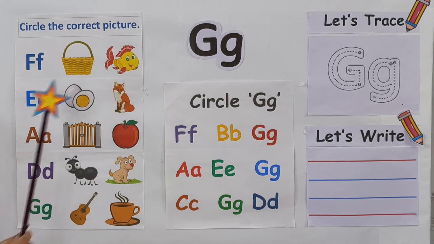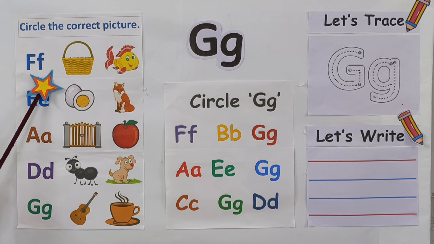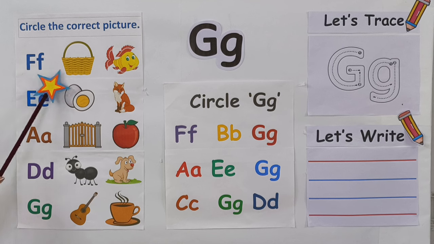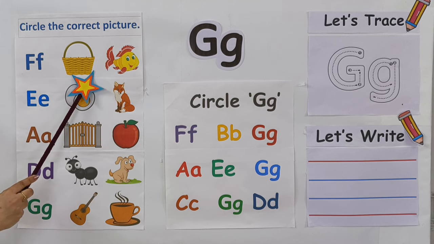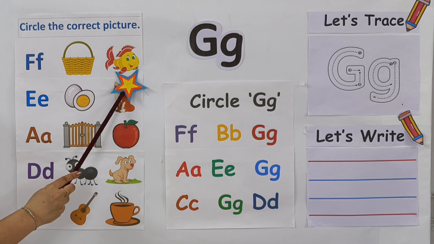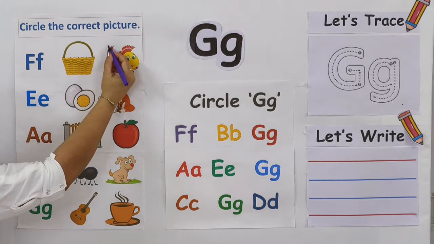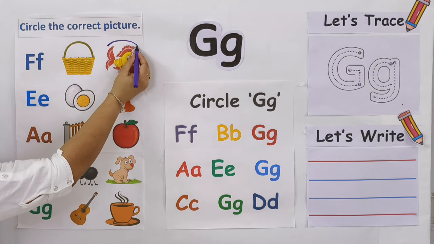Let's start. This is letter F. This is uppercase letter F. This is lowercase letter F. Letter F says the sound F. Now this is a basket. Basket starts with letter B. This is a fish. Fish starts with letter F. So which picture are we going to circle? We are going to circle the fish. Let's do it.